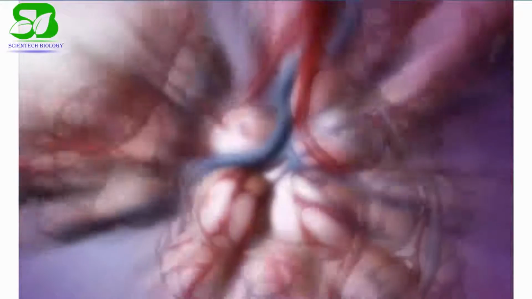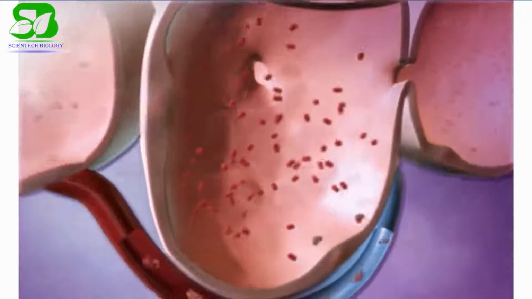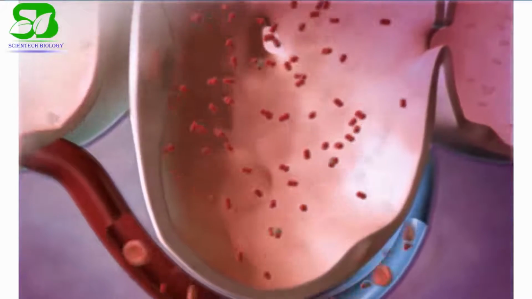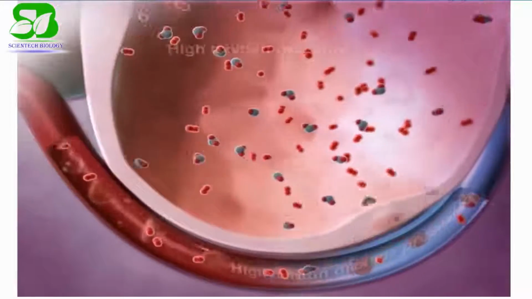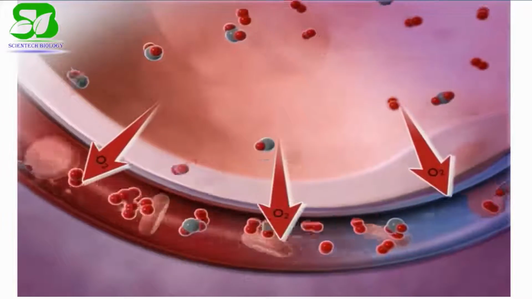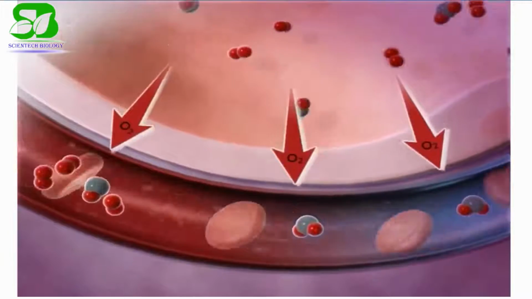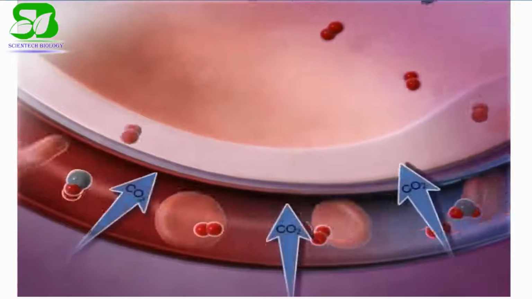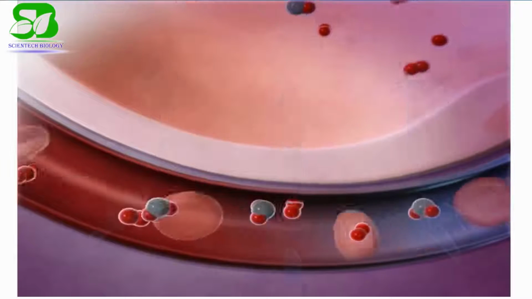Inside the lungs, oxygen from the air is exchanged for the waste carbon dioxide from the bloodstream. This process takes place in the alveoli. Oxygen from inhaled air diffuses from the alveoli into the pulmonary capillaries, and the carbon dioxide from oxygen-depleted blood diffuses from the capillaries into the alveoli.